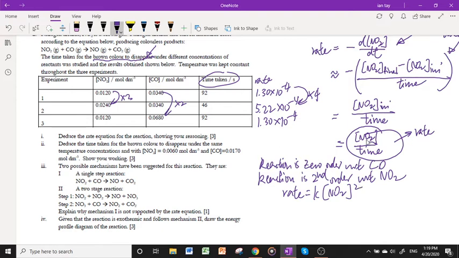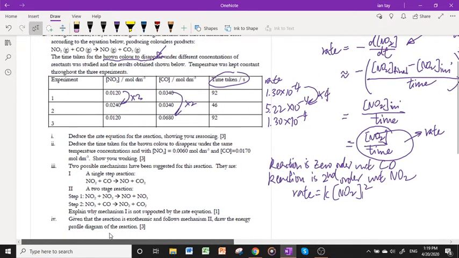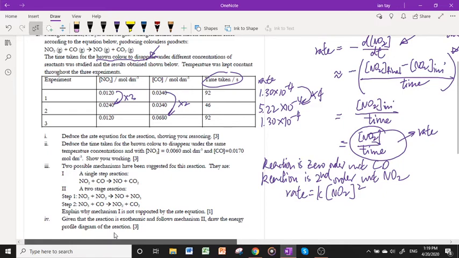Next, we are asked to deduce the time taken for the brown color to disappear under the same temperature conditions, rather, there's a typo here, same temperature conditions, and with concentration of NO2 equals to 0.0060 mole per dm cube and concentration of CO equals to 0.0170 mole per dm cube.